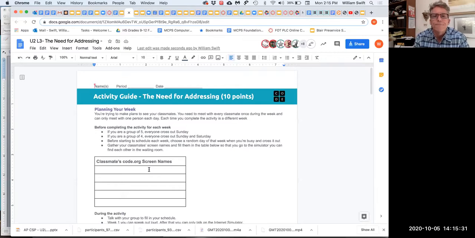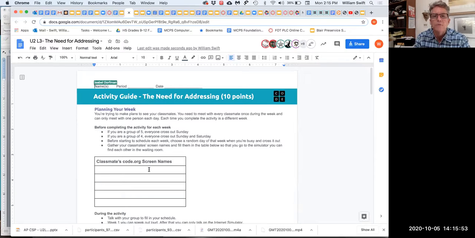If you are in a group of 5, everyone crosses out Sunday. If you are in a group of 4, everyone crosses out Sunday and Saturday. Before starting to schedule each week, we're going to do this a couple times. Right now, we are just working on week 1. Choose a random day of the week when you are busy and cross it out.